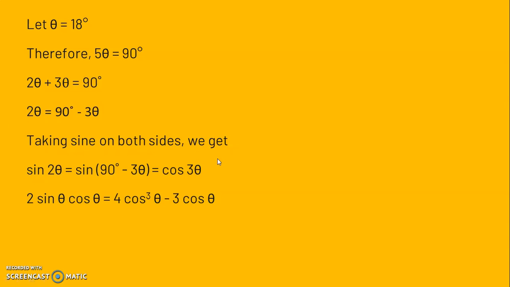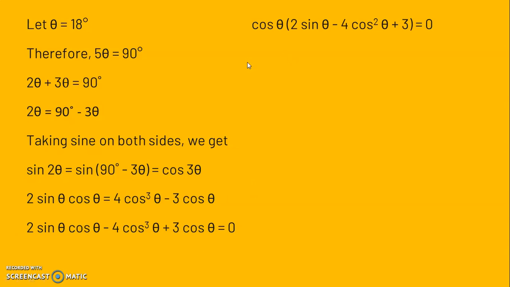Okay. So now if we take all these to the left hand side, it means 2 sin theta cos theta minus 4 cos cube theta plus 3 cos theta is equal to 0. So these all come to the left hand side now. So let's take cos theta as common. Cos theta into, if we take out cos theta from the first term we will get 2 sin theta, and from the second term we will get minus 4 cos square theta, and from the third term we will get plus 3, which is equal to 0.